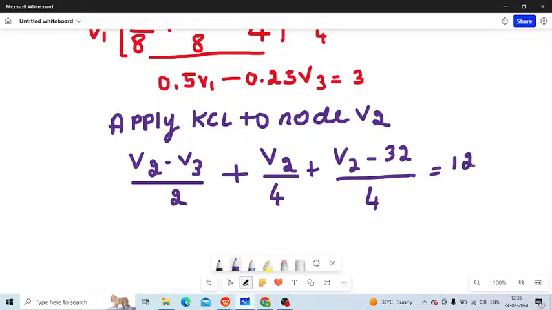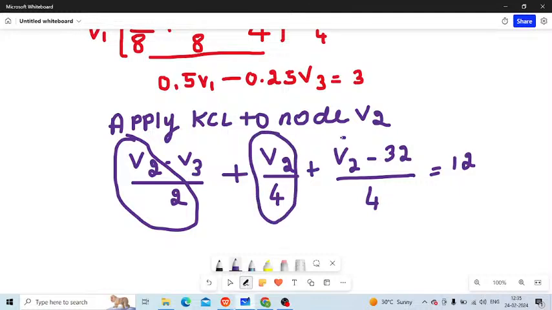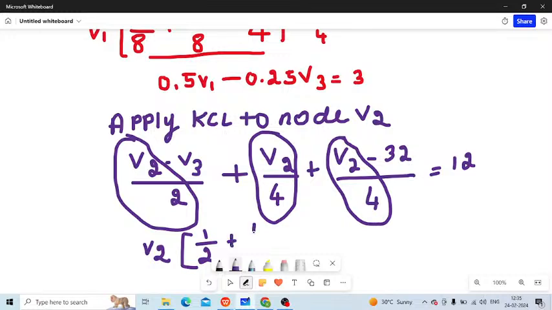Now you have to take V2 common out. When you take V2 common, you get V2 by 2, V2 by 4 and V2 by 4. So V2 into 1 by 2 plus 1 by 4 plus 1 by 4. This will become V2 whole into 1 by 2 plus 1 by 4 plus 1 by 4. Is it not? Yes.